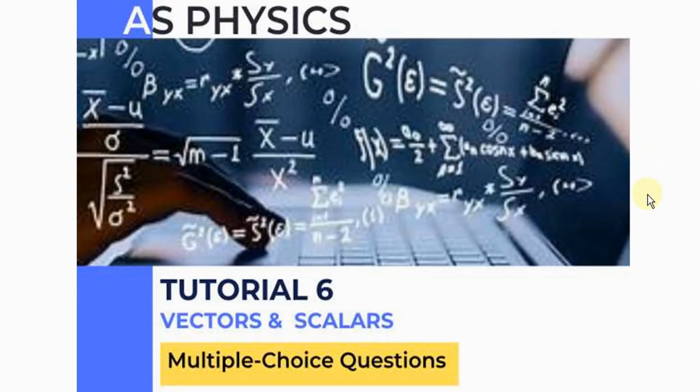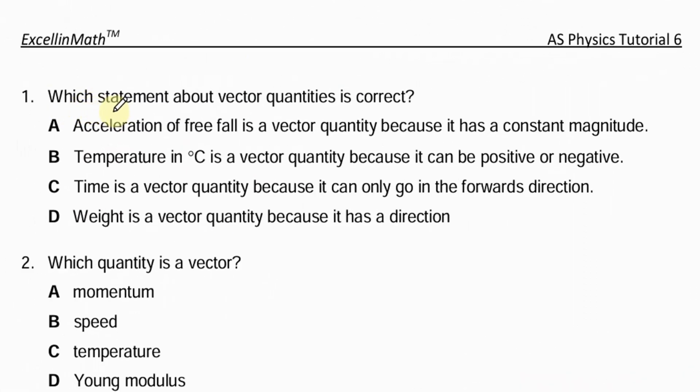In question 1 it says, which statement about vector quantities is correct? In A, acceleration of free fall is a vector quantity, because it has a constant magnitude. Now, it is a vector, but not because it has constant magnitude. It's a vector because it's a physical quantity with direction. So, even though the first part of the statement is correct, the second part is incorrect.